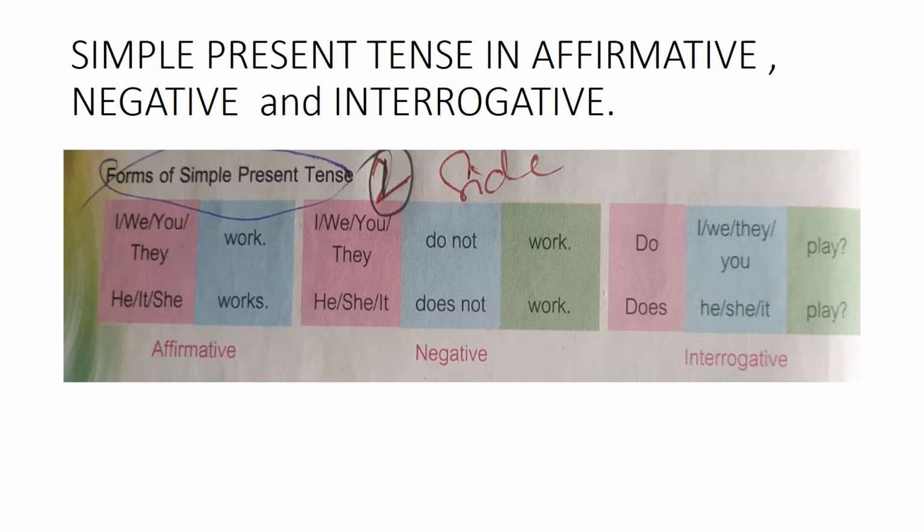Sentences in affirmative. They work hard to earn their living. It's a correct sentence. She worked hard to achieve her goal. Wrong sentence. Correct is, she works hard to achieve her goal.